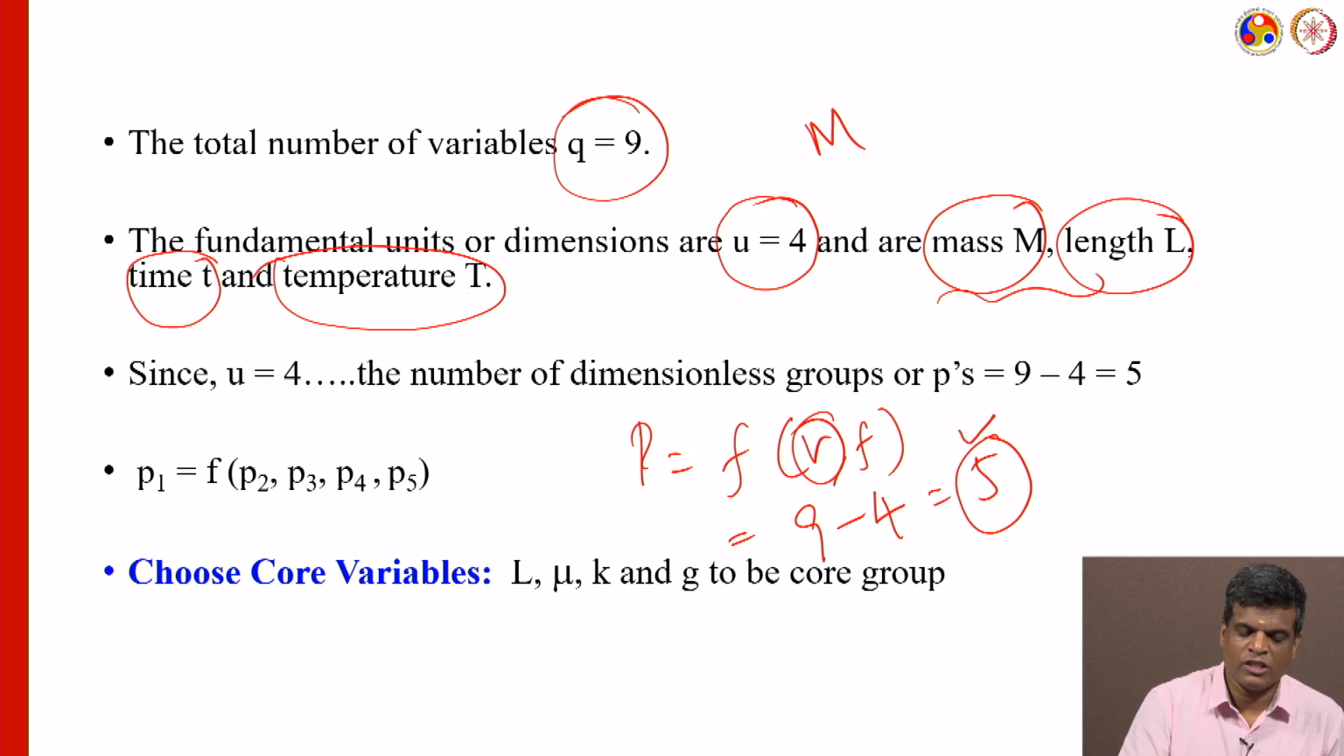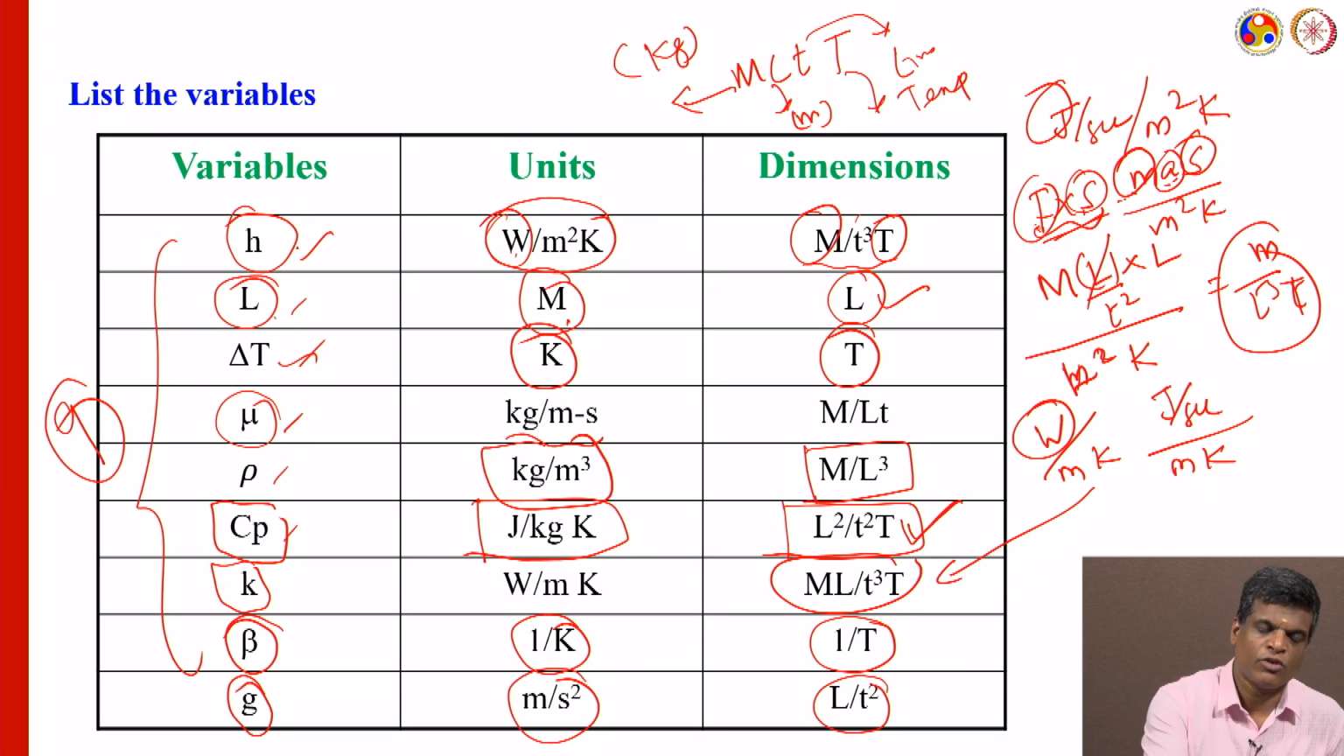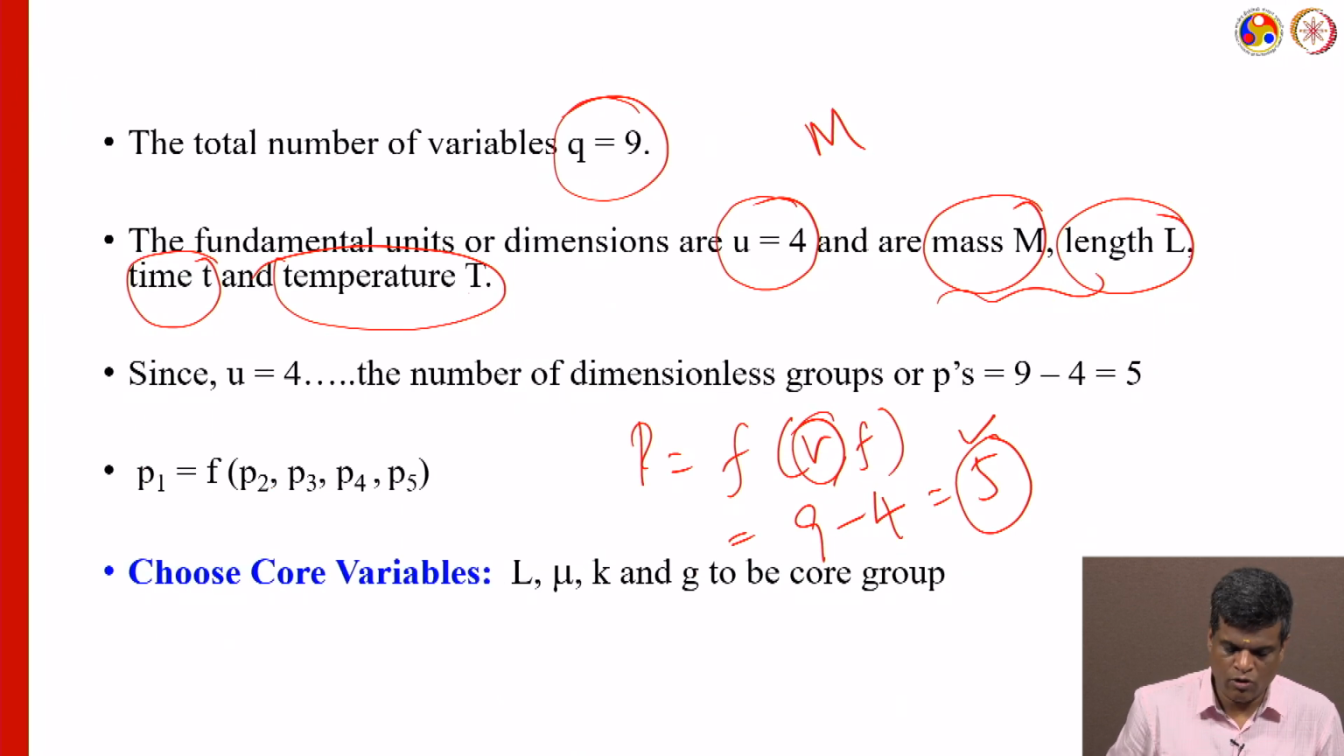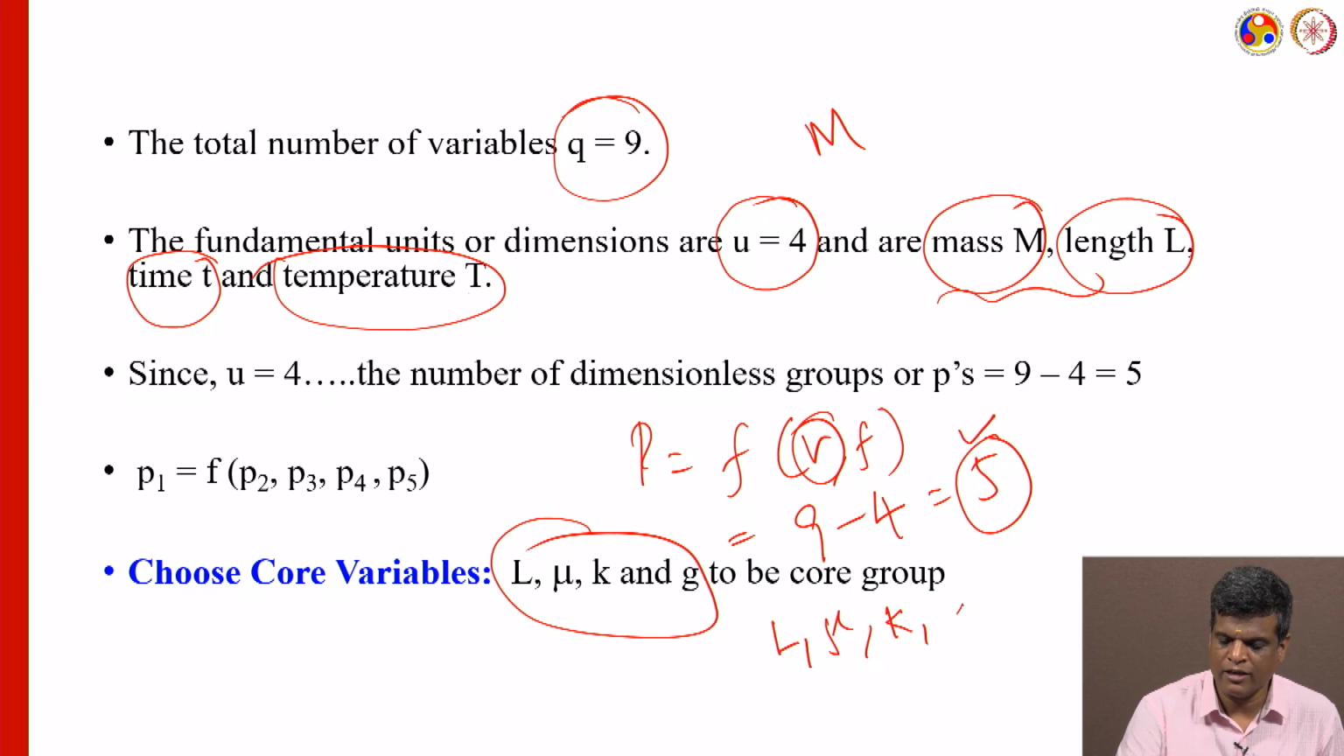Before we start, we have to choose the core variables here. We have so many variables: the heat transfer coefficient, length, temperature, viscosity, density, then thermal conductivity. According to these 9 variables, we have to see what the core variables are. The core variables here are L, mu, K, G. L is length, mu is the viscosity, K, G.